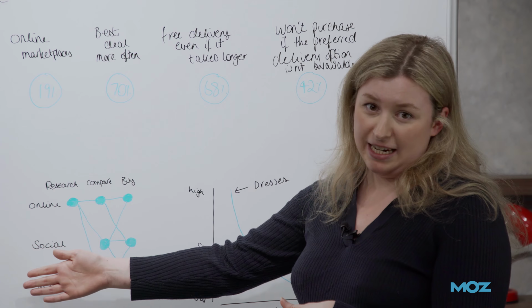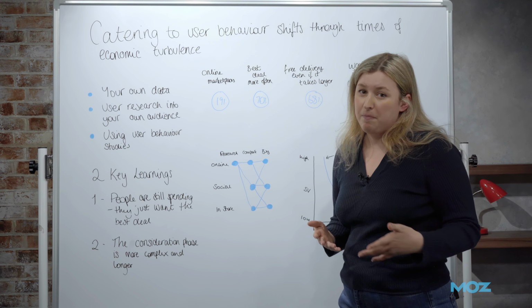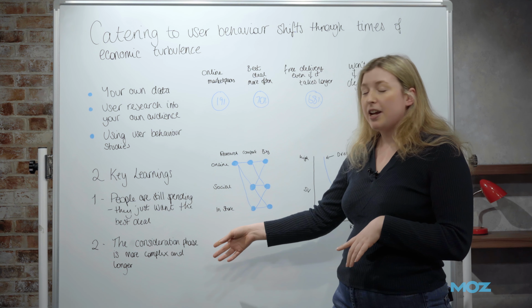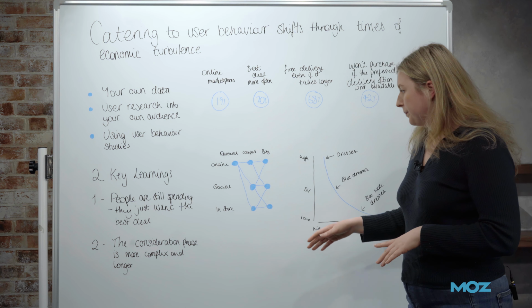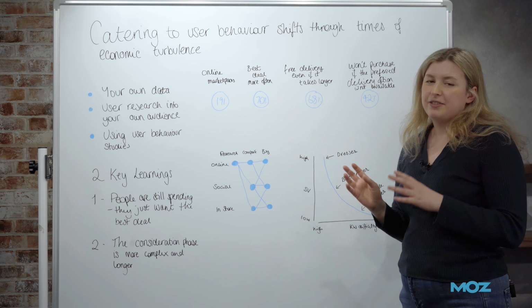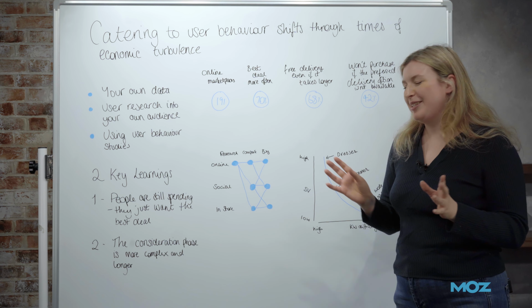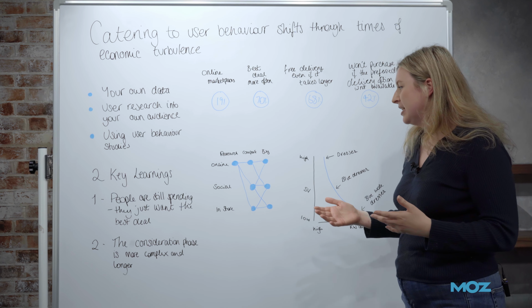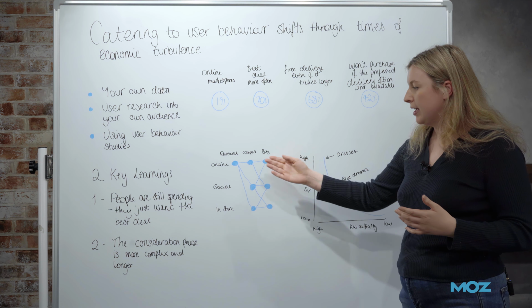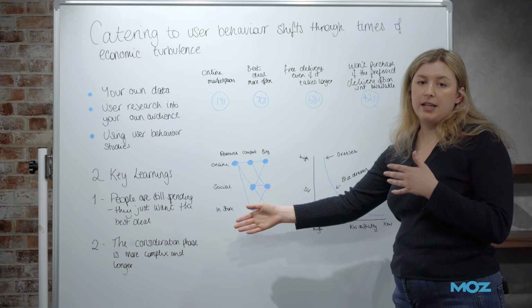People are still spending. They just want the most for their money. And also the consideration phase is much more complex and longer. So if we look at this, it's a somewhat simplified map of how people can go about the purchasing journey. And you have research, compare and buy across online, social, and then in store.